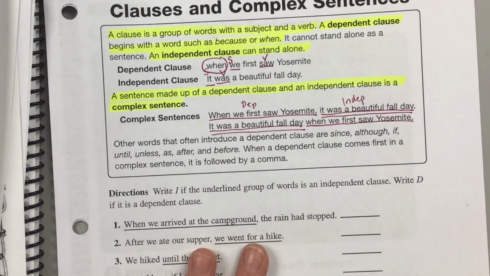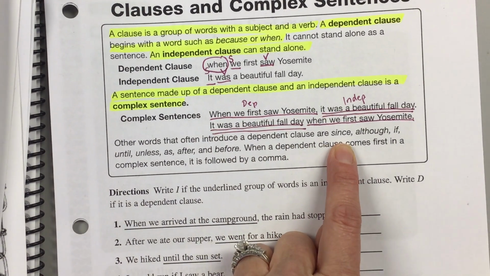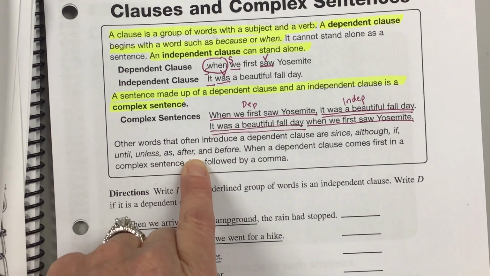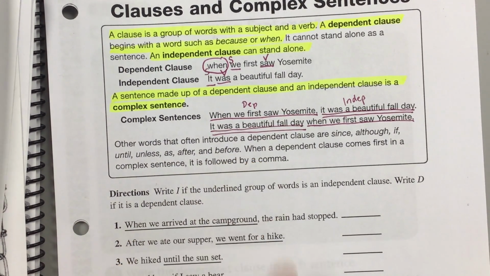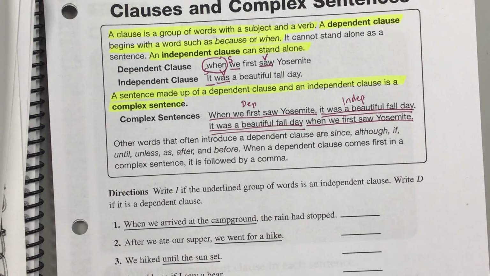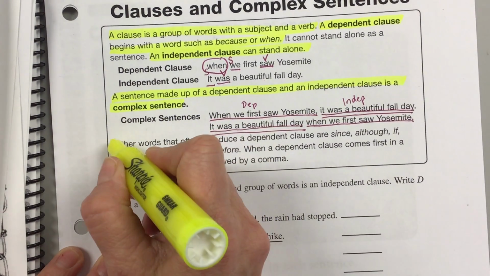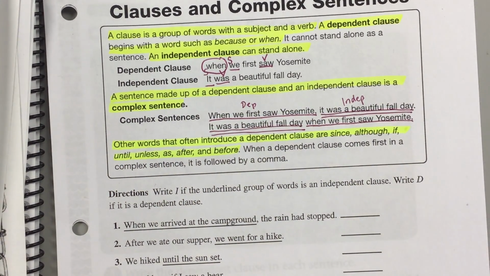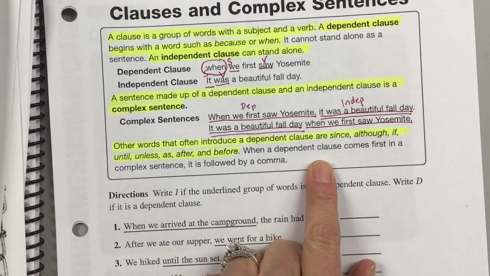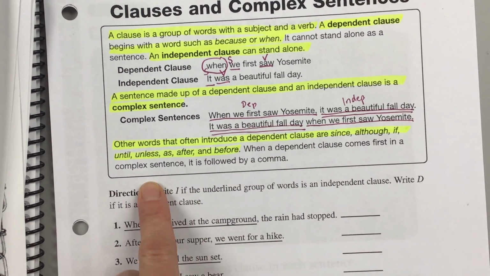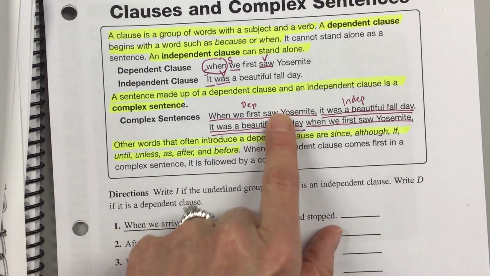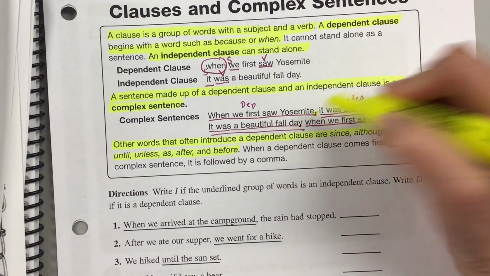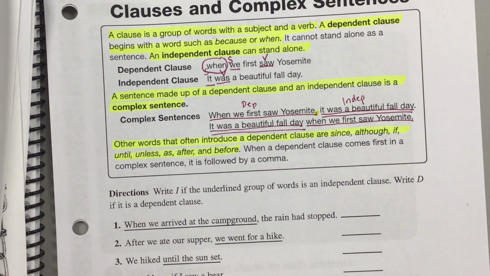Okay, other words that often introduce a dependent clause are since, although, if, until, unless, as, after, and before. Okay, so those are some good words to be looking for. They clue us in that there is a dependent clause and we could be using a complex sentence. If a dependent clause comes first in a complex sentence, then you need a comma. That is like in the first example. You could highlight this comma here. That's because the dependent clause is first.